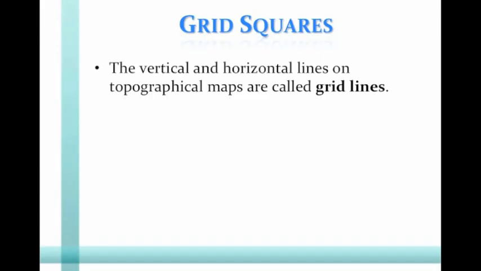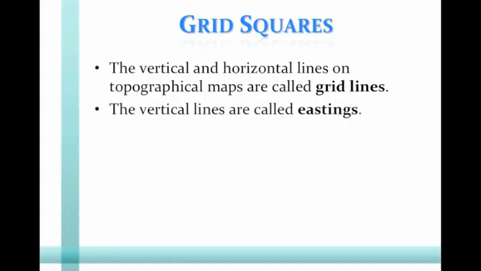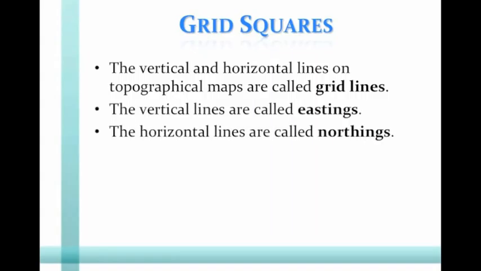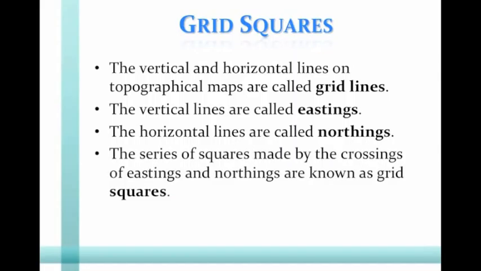Grid squares. You will find vertical and horizontal lines that make up grid squares on almost every modern map. These vertical and horizontal lines are called grid lines. The vertical lines are called eastings, while the horizontal lines are called northings. The series of squares made by the crossings of eastings and northings are known as grid squares.